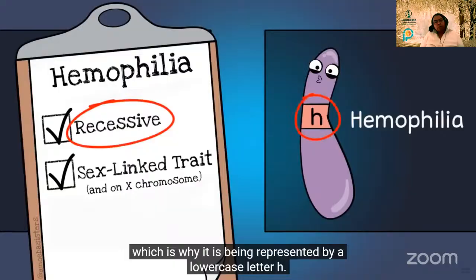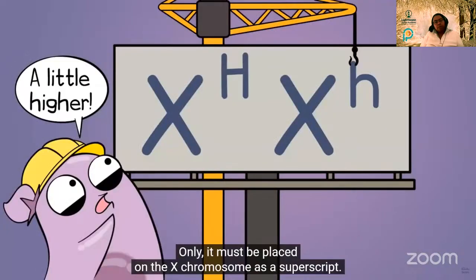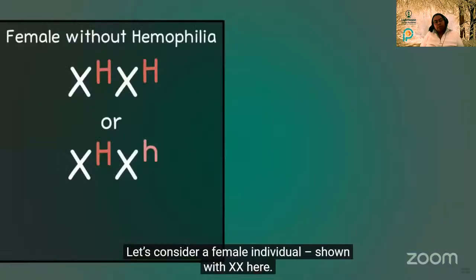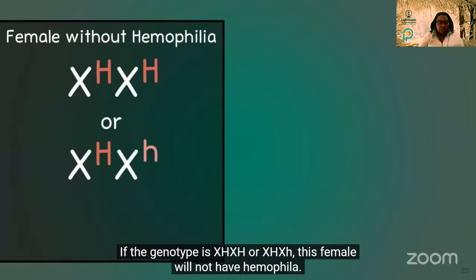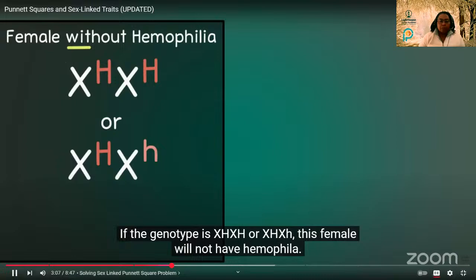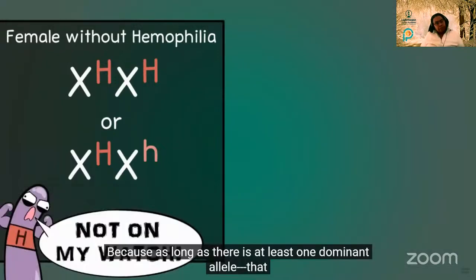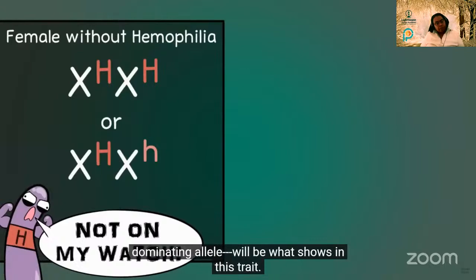Only it must be placed on the X chromosome as a superscript, like an exponent. Let me explain what I mean by that. Let's consider a female individual shown with XX here. If the genotype is X^H X^H, or X^H X^h, this female will not have hemophilia. Why? Because as long as there is at least one dominant allele, that dominating allele will be what shows in this trait. So, no hemophilia.